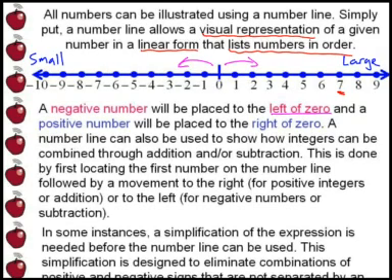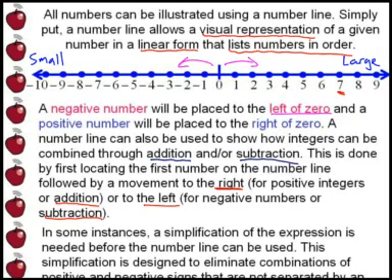A number line can also be used to show how integers can be combined through addition, plus, and or subtraction, minus. This is done by first locating the first number on the number line, followed by a movement to the right for positive integers or addition. Very important. Going to the right if you add or if you have a positive number, and to the left if you subtract. In some instances, a simplification of the expression is needed before the number line can be used. We'll take a look at an example of that just now.